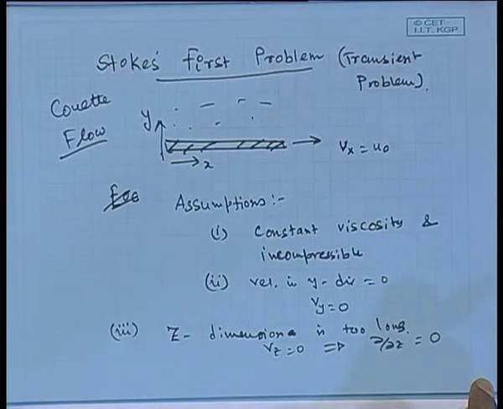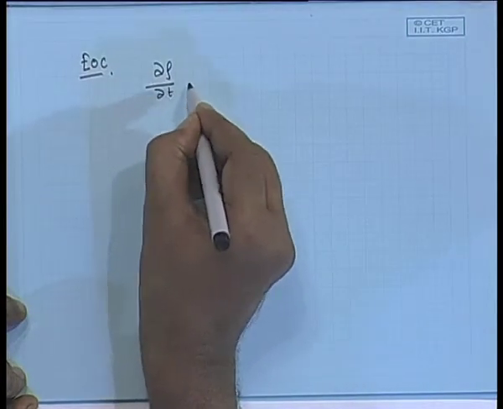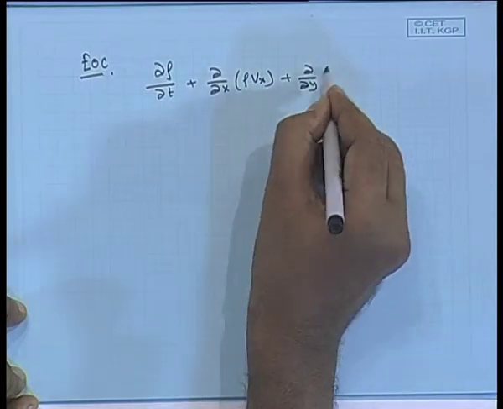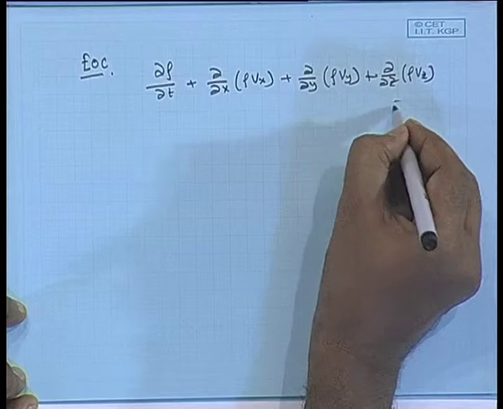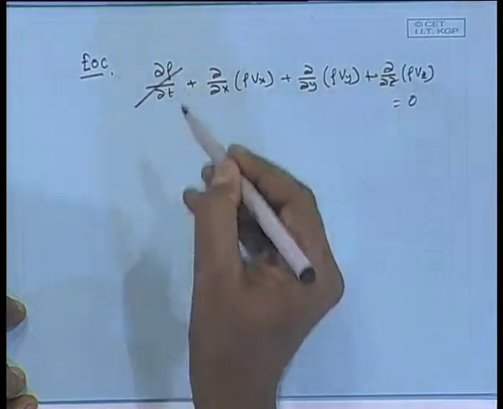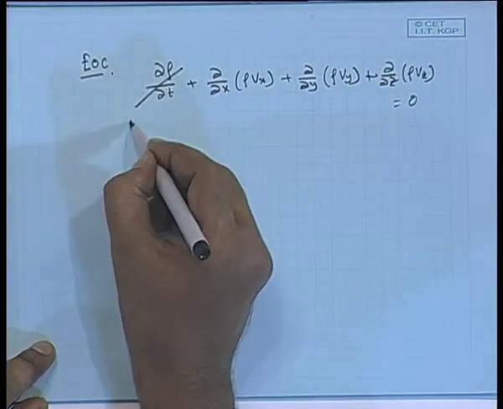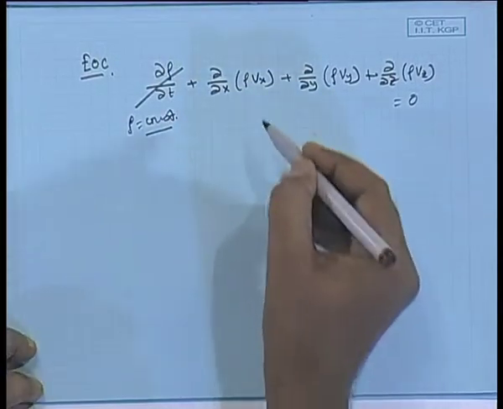Now, what will be the first step in these problems? As we stated earlier, you write down the equation of continuity, and you write down the equation of motion in all the directions. Del rho del t plus del x of rho v x plus del y of rho v y plus del z of rho v z is equal to 0. Now, the first term will be off because of the constant density, the fluid is incompressible, rho constant, and typically for most liquids the fluid is incompressible.